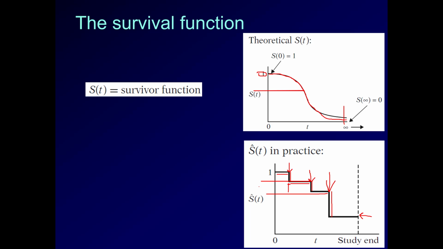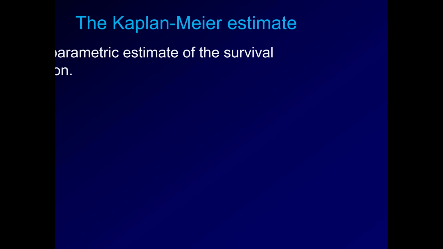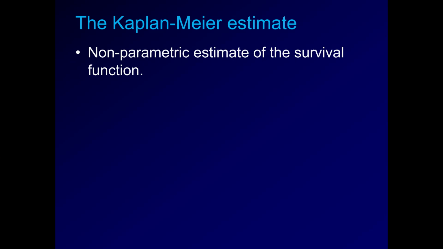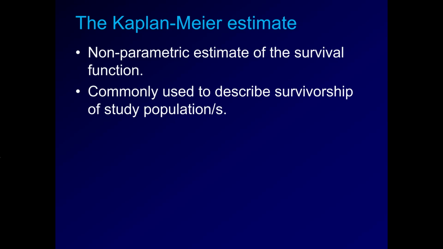There are several statistical approaches for the ways that this survival curve function is estimated. One of the simplest ones is known as the Kaplan-Meier estimate. This is a non-parametric estimate, so we're not making any assumptions about normality or any aspects of the parametric distribution of the survival of these individuals. It's very commonly used to describe survivorship, so it's a really frequently used approach.